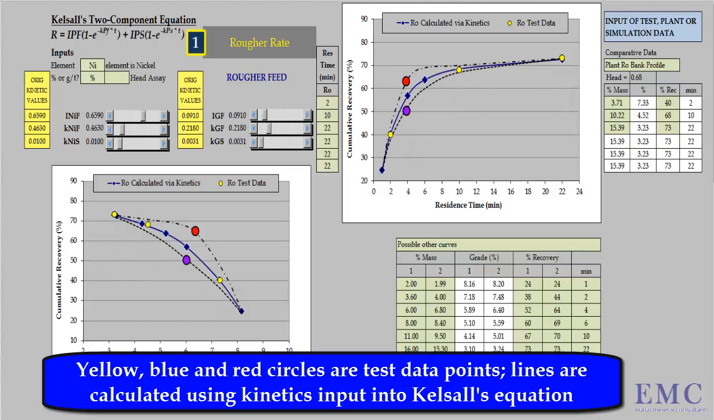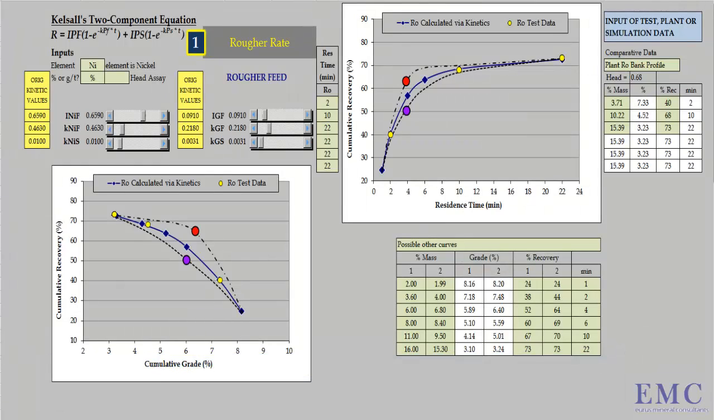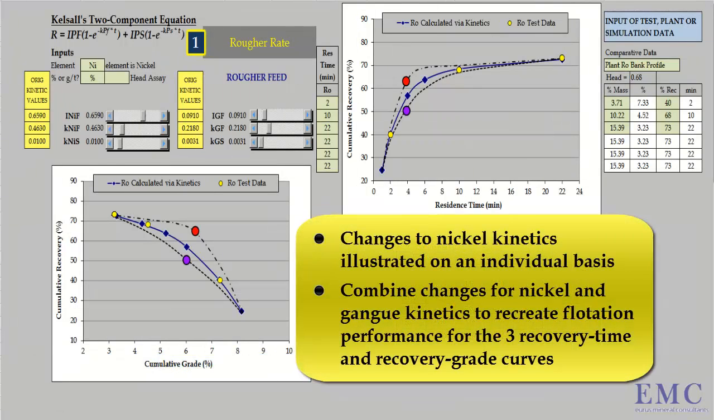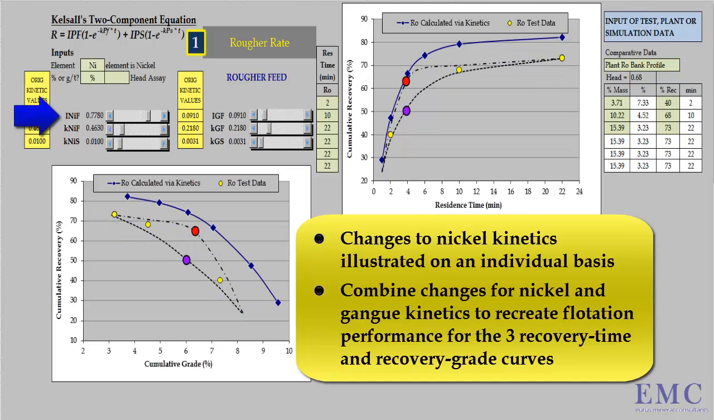2 other possible relationships that pass through the test points are shown as broken lines. Both these lines have different flotation kinetics. Nickel and gangue kinetics vary considerably depending on where the true recovery time and recovery grade curves lie. If I reduce just the nickel fast floating fraction, denoted by INIF, the curve passes through the blue data point, and increasing INIF moves the curve so that it passes through the red data point.